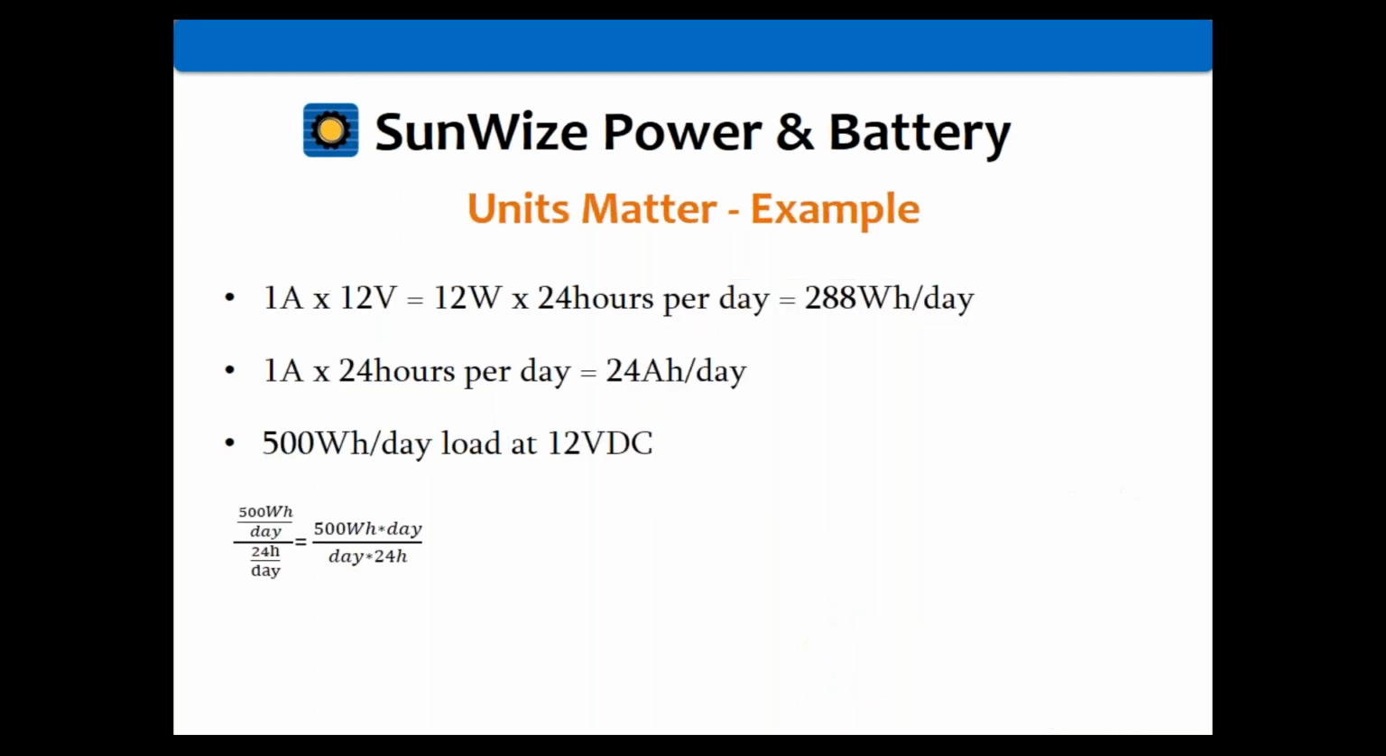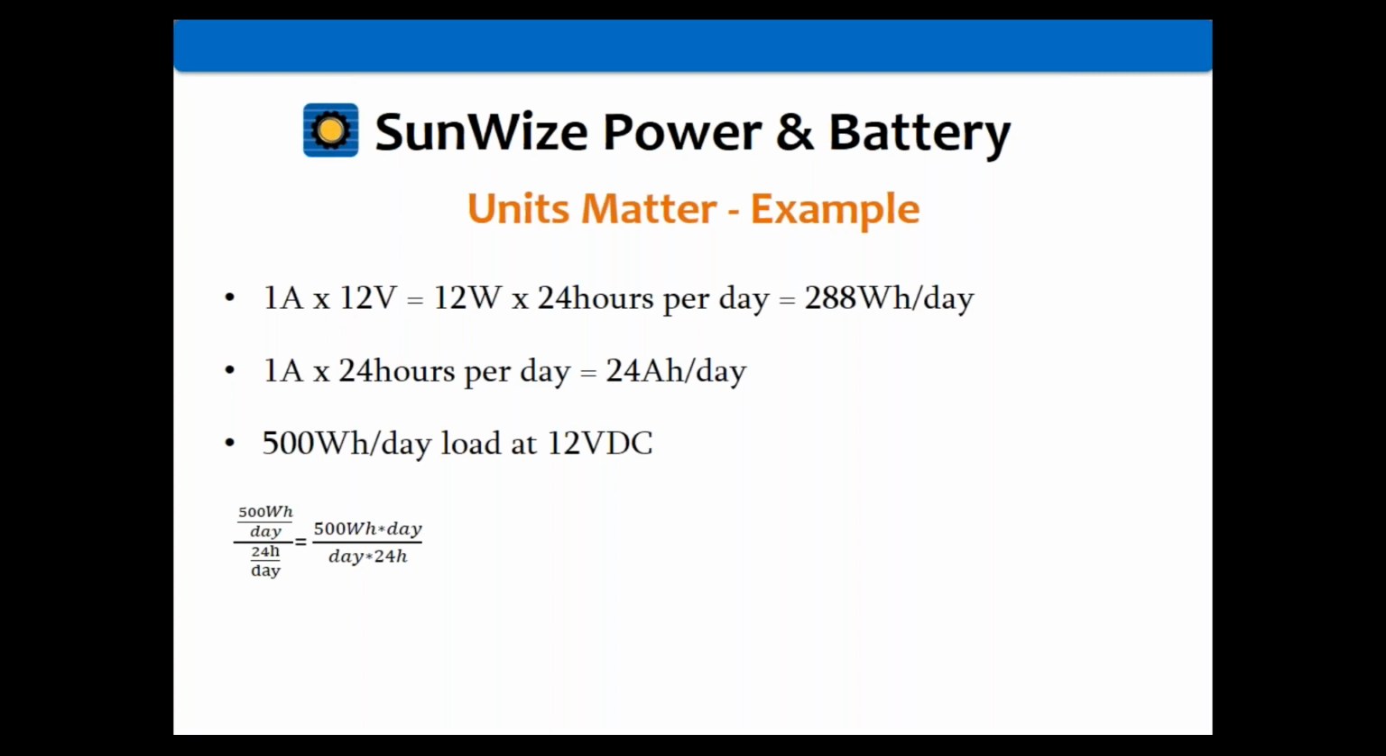Okay, so doing an example of how these units matter. If we take 1 amp, let's say we have a 1 amp load at 12 volts, we multiply the amp times the 12 volts, and we're going to get 12 watts. Now, if we multiply that by 24 hours a day, we now have a load of 288 watt hours per day. Okay. Now, if we're looking for just the amp hours, then you can take that same 1 amp and multiply it by 24 hours per day, and you're going to get 24 amp hours per day. Keep that in mind. That is at 12 volts, though.